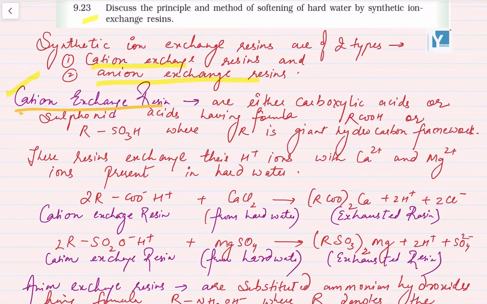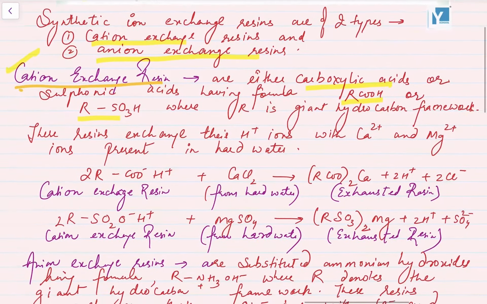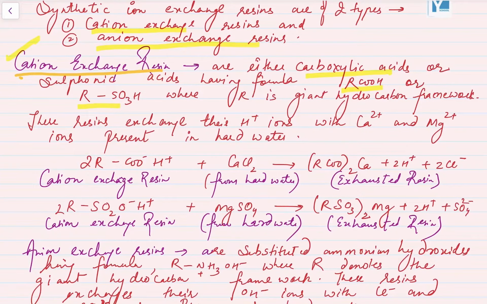These are either carboxylic acids or sulfonic acids. Carboxylic acids have the formula RCOOH and sulfonic acids have the formula RSO3H, right? Where R is a giant hydrocarbon framework. These reagents exchange hydrogen ions, H plus ions, with calcium 2 positive and magnesium 2 positive ions which are present in the hard water.